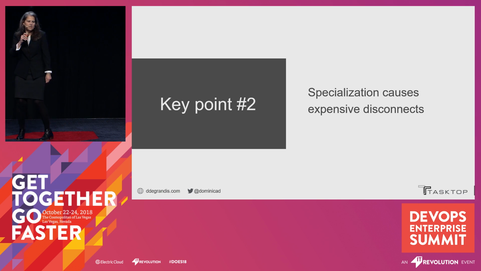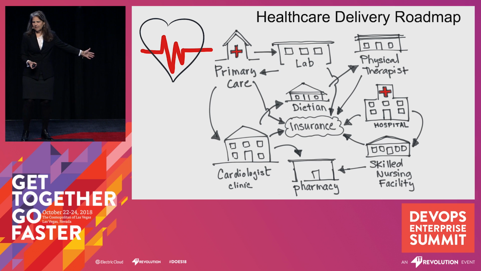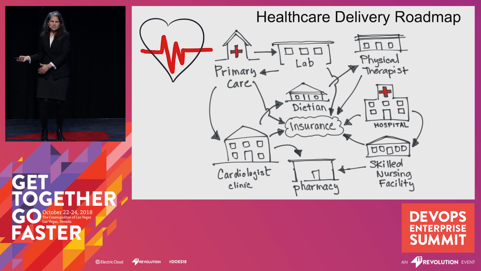Next up, specialization causes expensive disconnects. So if you have a heart issue and you go see your primary care physician, they don't have enough data, so they send you to the lab to get some data, right? You probably got to drive there a few days later. You get your results. You come back to your primary physician. They say this doesn't look good. You should go see the cardiologist.